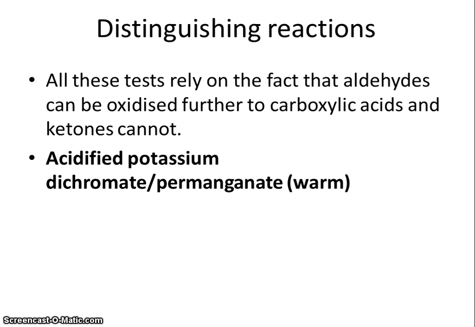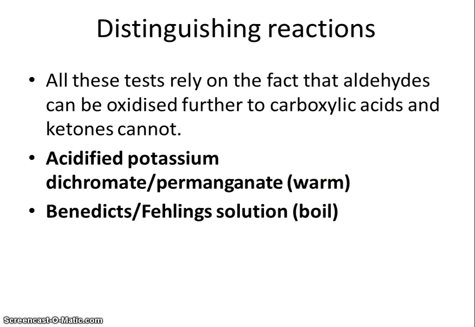So we could have acidified potassium dichromate or acidified potassium permanganate, and we have to heat that up as well. This one you should be familiar with. They are strong, common oxidizing agents. You should be able to do those for Africa. These ones should be new. We have Benedict's or Fehling's solution, and we boil that. And we have Tollens reagent, and we warm that.